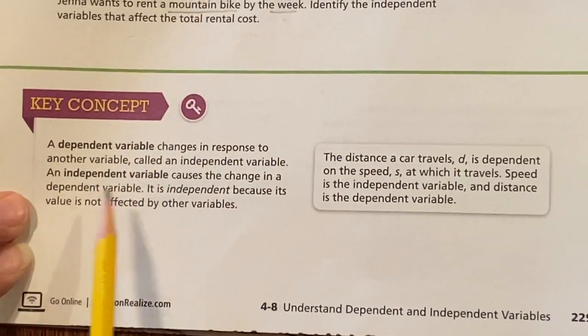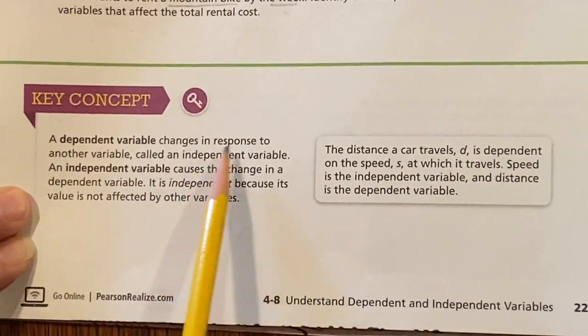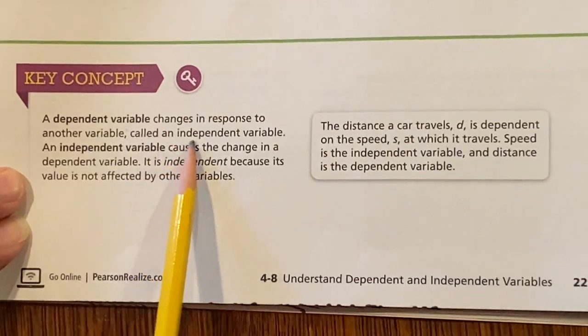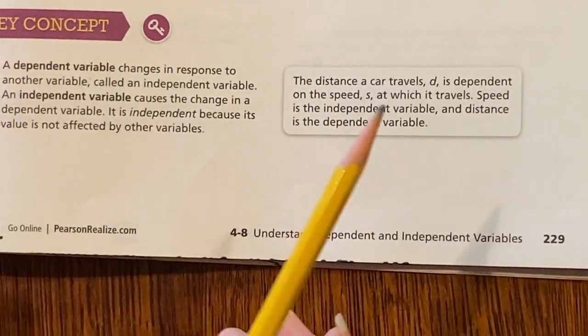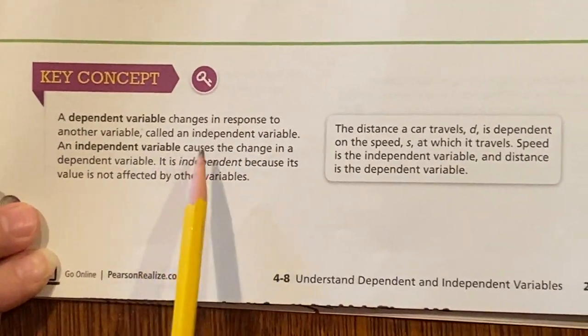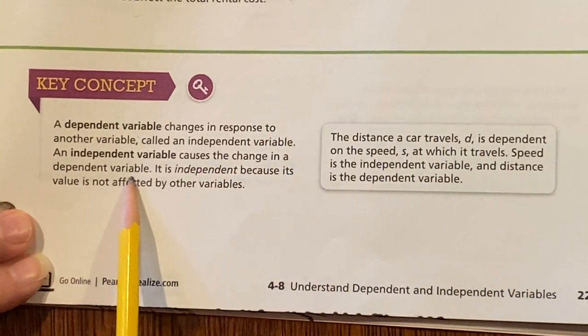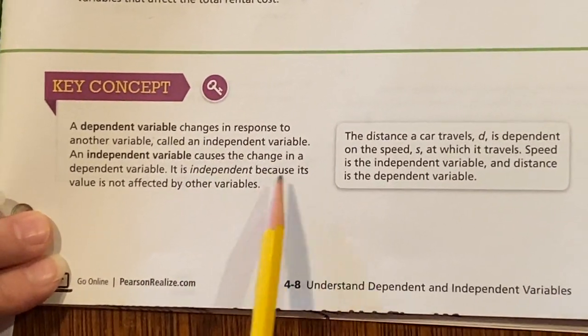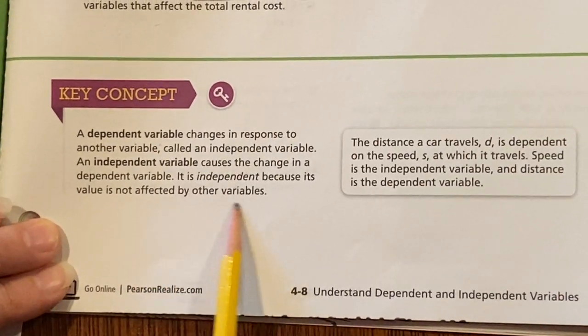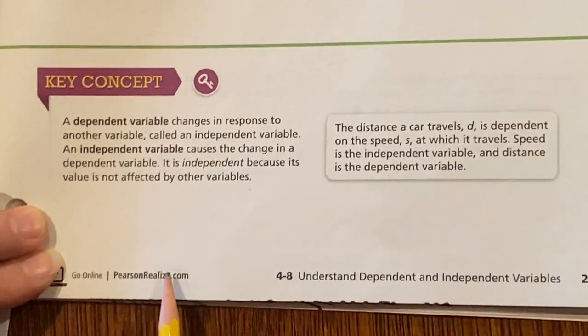Pay attention. A dependent variable changes in response to another variable called an independent variable. Okay. An independent variable causes the change in a dependent variable, and it is independent because its value is not affected by the other variables.